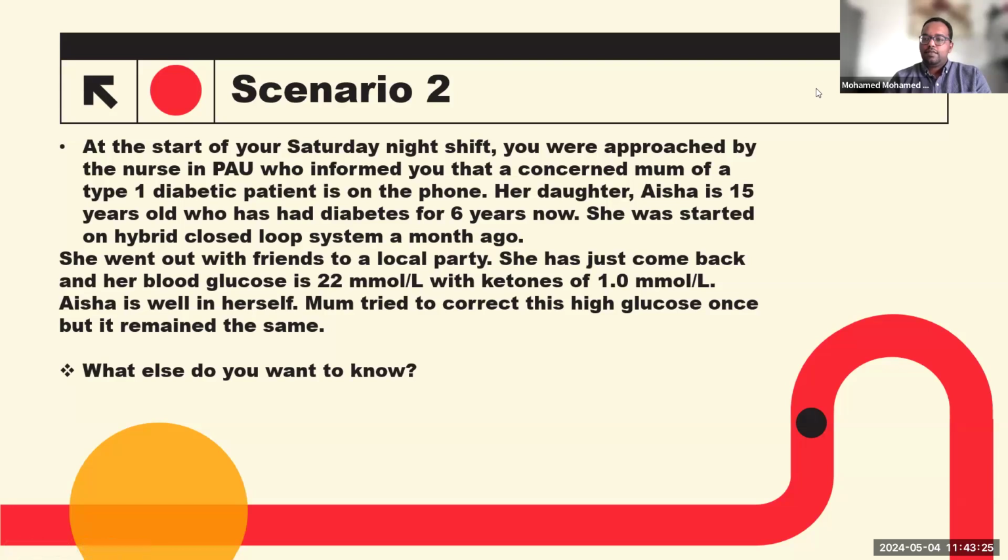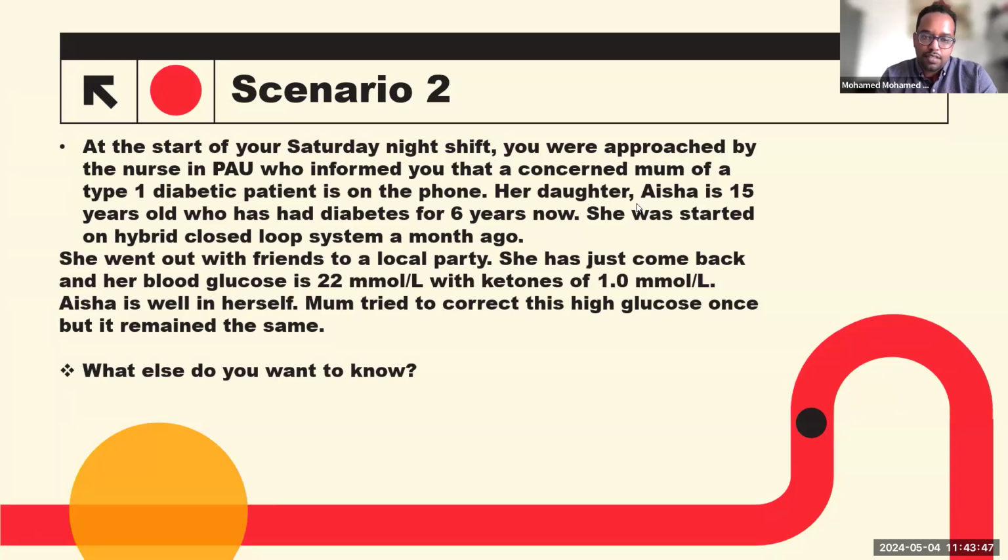At the start of your Saturday, this is one other scenario. So at the start of your Saturday shift, you were approached by a nurse in PAU who informed you that a concerned mom of a type 1 diabetic patient is on the phone. Her daughter Aisha is 15 years old, who has had diabetes for 6 years now. She was started on the hybrid closed loop system a month ago.